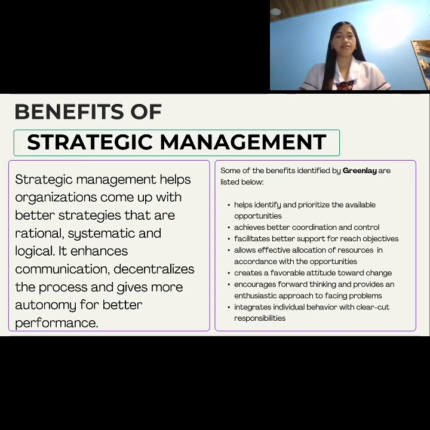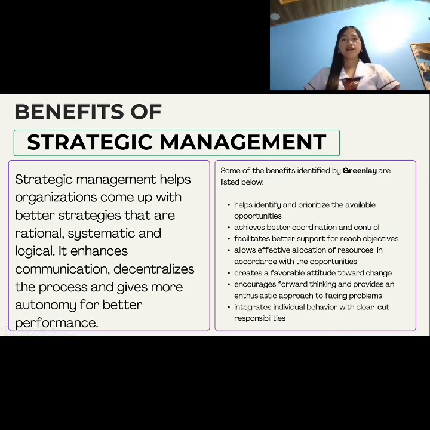Benefits of strategic management. Strategic management helps organizations come up with better strategies that are rational, meaning making decisions based on reason or facts, systematic, meaning doing things step by step and organized, and logical, meaning using clear and sound reasoning. It enhances communication, decentralizes the process, and gives more autonomy for better performance. So, in short, strategic management helps the organization to be organized, forward thinking, and flexible. Some of the benefits identified by Greenley are listed below.